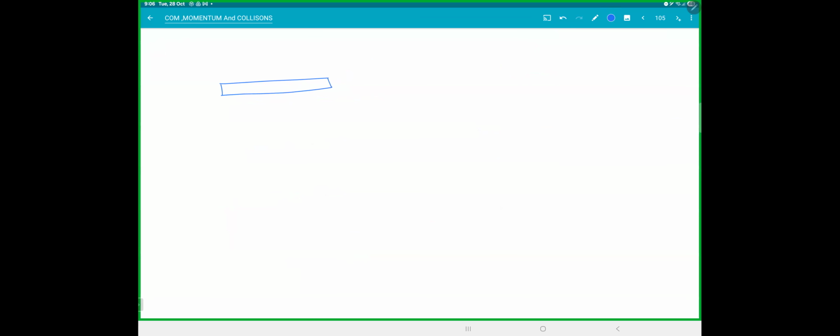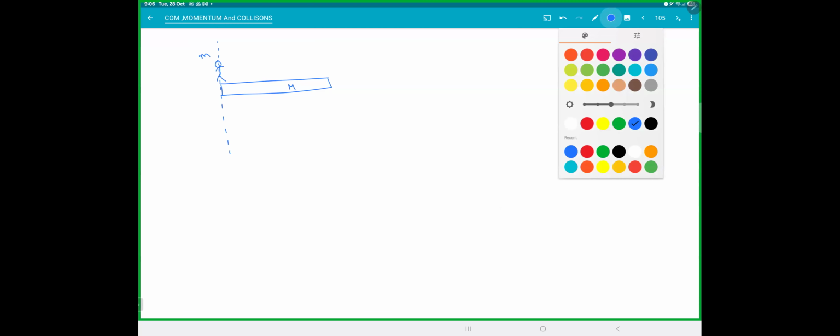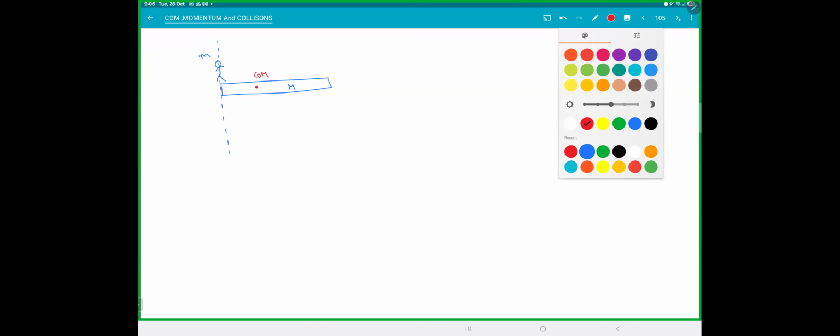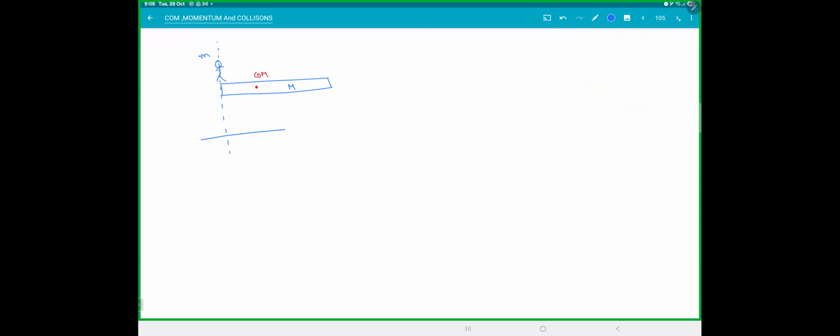So this is a plank. Let's consider this your initial position. So man is standing here. This is mass capital M, this is small m. So the center of mass of the system will be somewhere here. We don't know where exactly, it will be somewhere here. Now when the man starts walking, the plank will come back a little. This is what will happen. And the man has come to the edge. So in this process, the center of mass should be here only.